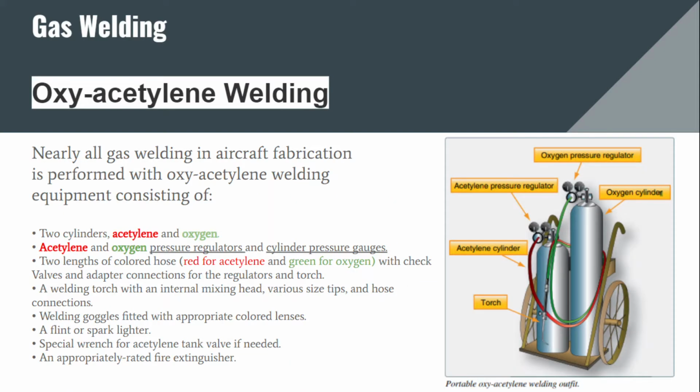Nearly all gas welding in aircraft fabrication is performed with oxyacetylene welding equipment consisting of two cylinders, acetylene and oxygen; acetylene and oxygen pressure regulators and cylinder pressure gauges; two lengths of colored hose, red for acetylene and green for oxygen, with check valves and adapter connections for the regulators and torch; a welding torch with an internal mixing head, various size tips, and hose connections; welding goggles fitted with appropriate colored lenses; a flint or spark lighter; a special wrench for the acetylene tank valve if needed; and an appropriately rated fire extinguisher.